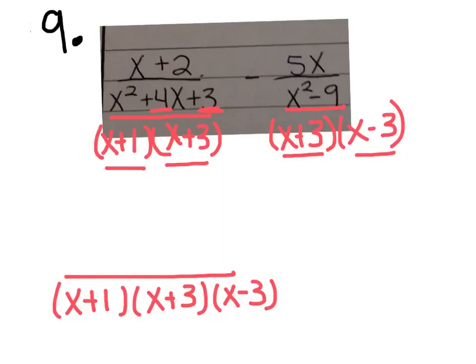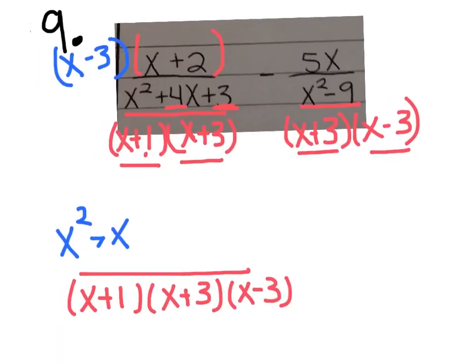This first fraction has 1 and 3. It needs a negative 3. So we're going to be multiplying the top with x minus 3. Now I'm going to go ahead and FOIL that. That will leave me with an x squared minus x minus 6.